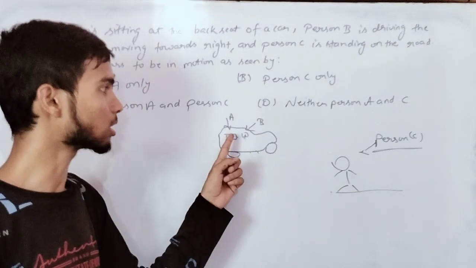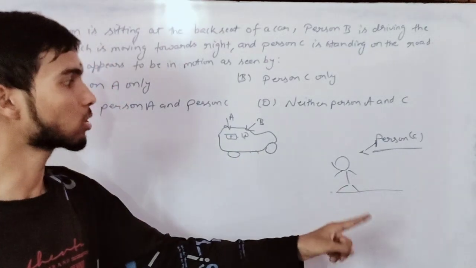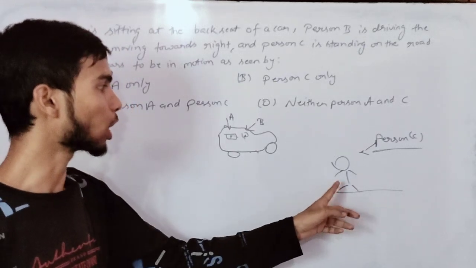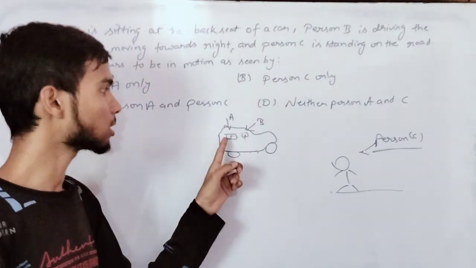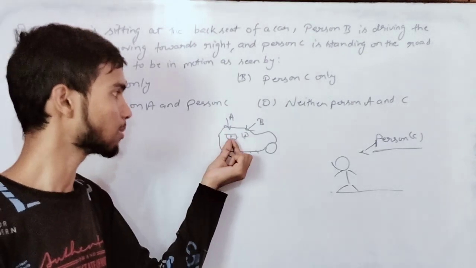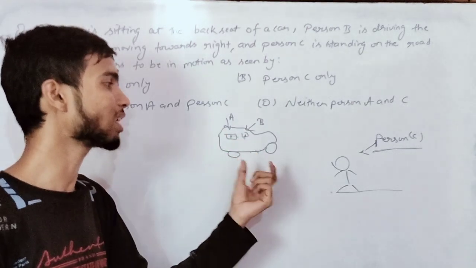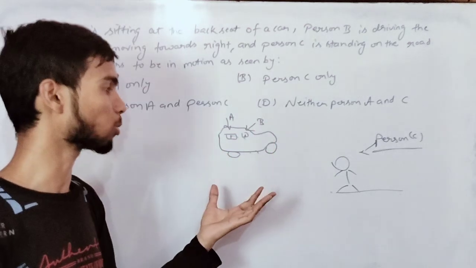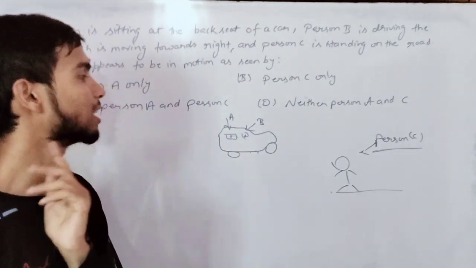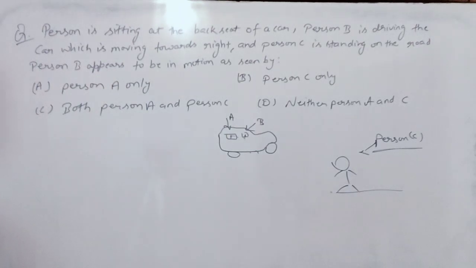But it is not in motion. It is not moving at all. According to this, both persons will be in motion, but reality is something else. Both persons are not moving. Yes, the vehicle is moving, but both persons are not moving. And this motion is known as relative. We will understand relative motion.